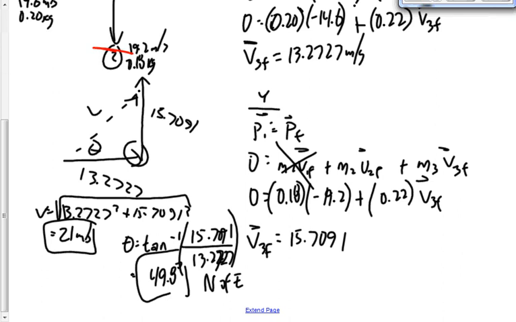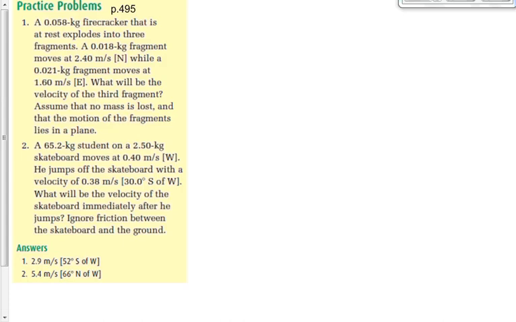Let's give our practice problems that go with this one a try, please, on page 495. If you haven't finished the ones on the last page, work on them and get them finished. If you have, then move forward to this one, page 495.